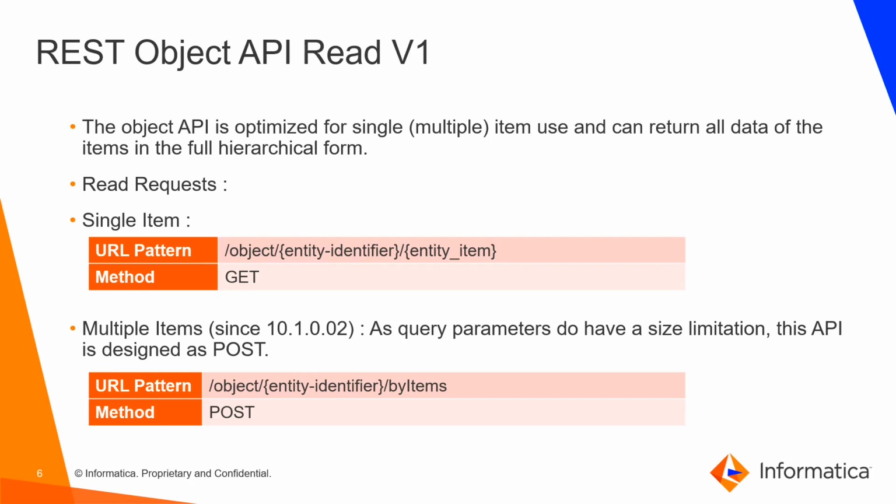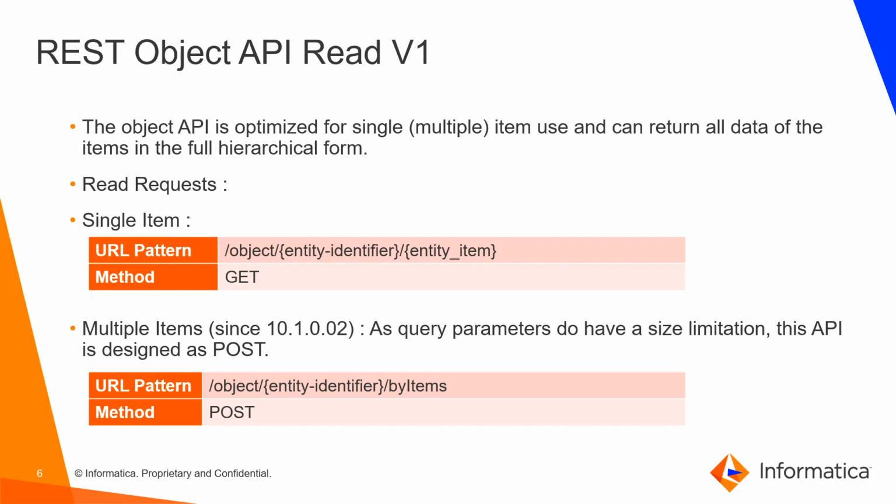Now let's move on to REST Object API Read version 1.0. This Object API is designed to provide efficient usage for both single and multiple items, enabling retrieval of comprehensive hierarchical data for these items. When making read requests to the API for single items, the URL pattern is /object/entity identifier/entity item, and the method used is get. This API is optimized to handle requests for a single item, ensuring efficient data retrieval.